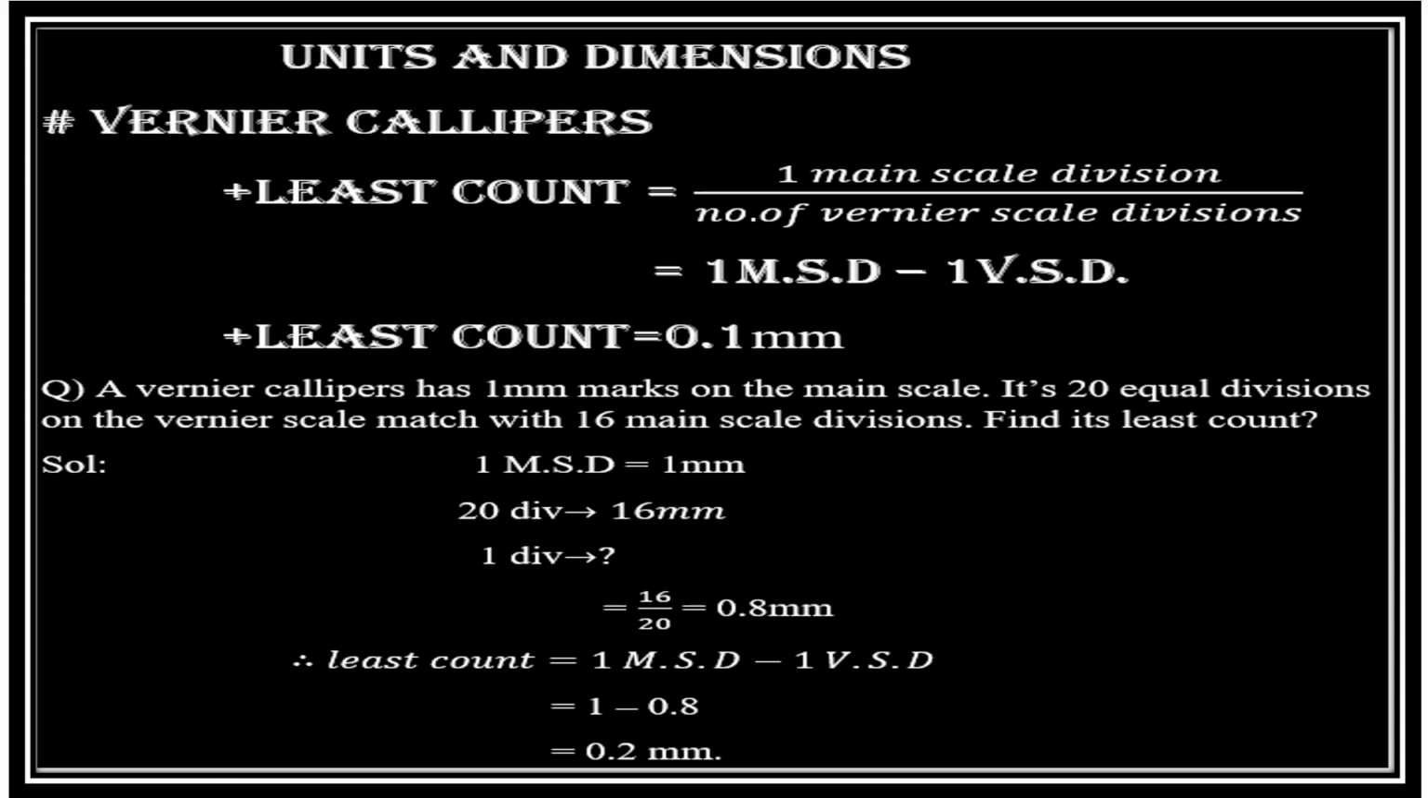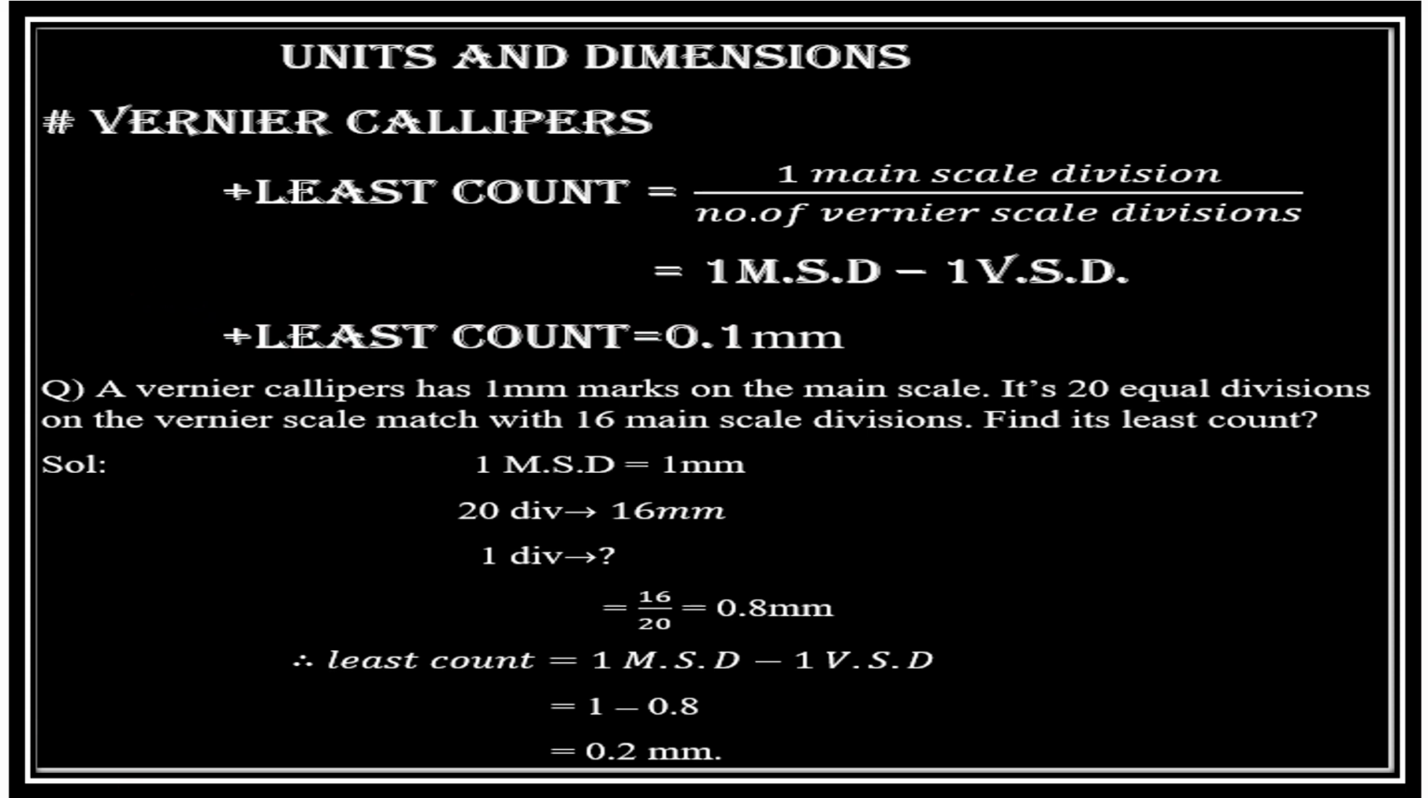That's vernier calipers. In vernier calipers, we should remember these two formulas: least count and reading. Least count equals 1 main scale division divided by the number of vernier scale divisions. That is, 1 main scale division minus 1 vernier scale division. We should remember that the standard least count for vernier calipers is 0.1 millimeter.